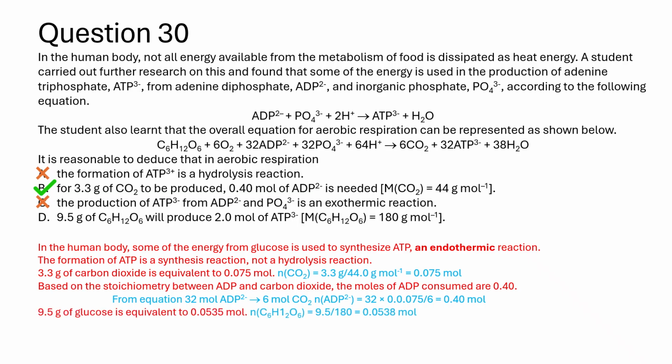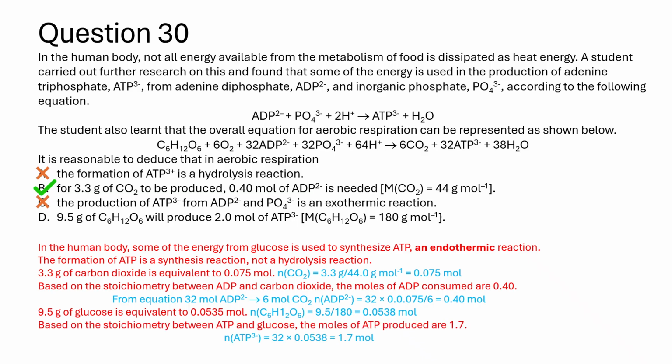9.5 g of glucose is equivalent to 0.0535 moles. Based on the stoichiometry between ATP and glucose, the moles of ATP produced are 1.7.